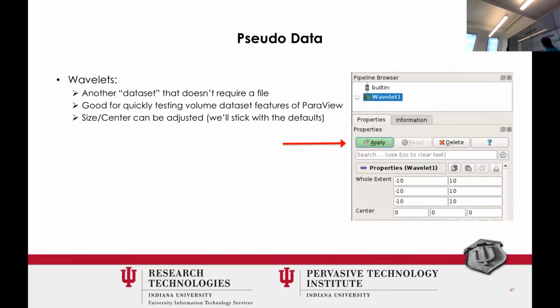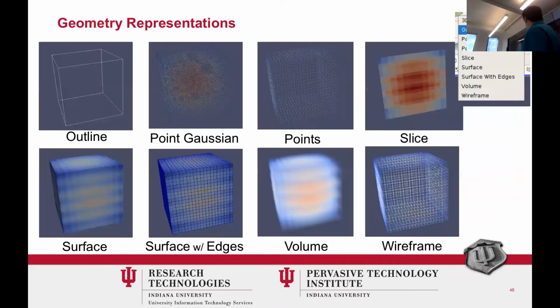And here it's got a closed eyelid, so it's not being displayed, but as soon as you click apply, it will open the eyelid and we'll see the data. There are some parameters: how large of a data set you want to create, and how you want it centered. I'm just going to leave these as the default, so you'll have a symmetric data set. And then when we do that, we have a choice of representations. I'm only showing 8, but there are actually 9 options.